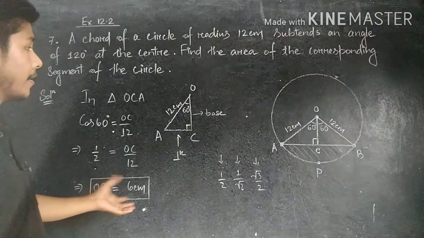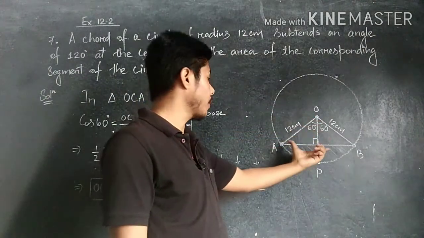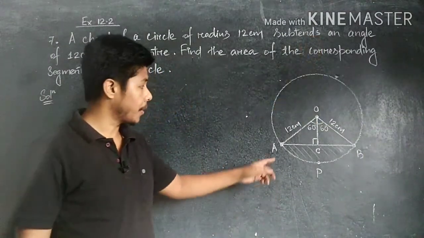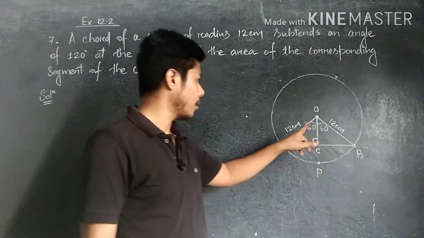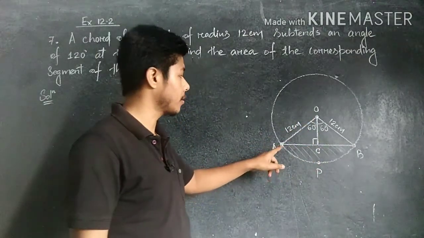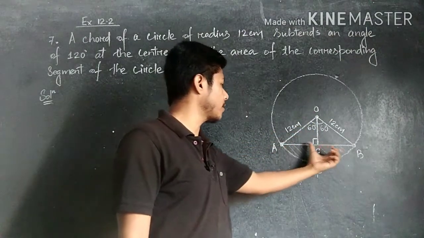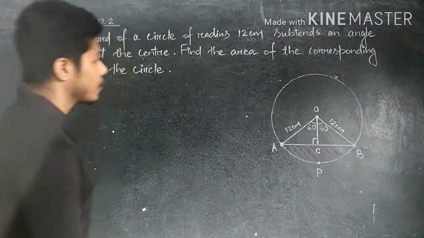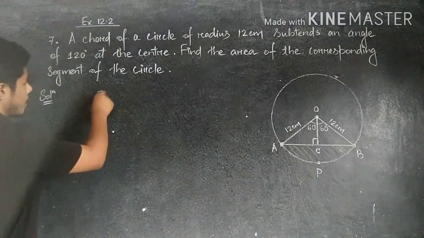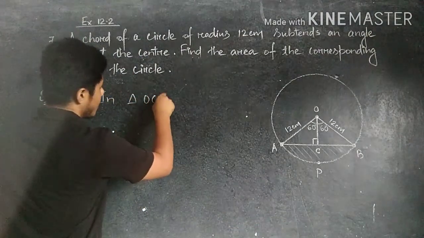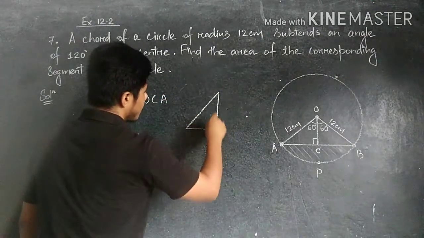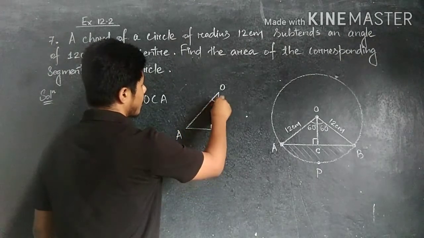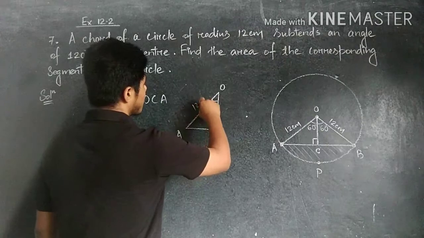So after getting the height, next what do we need? We need the base AB. Let's see how we can find this. In case of the base, again we consider this triangle OCA. Since OC is the height, AC and BC lengths are equal, so you can choose any one triangle. So if we consider the triangle OCA, this one is the 90 degree, and here this angle is 60 degree, and this one is 12 centimeter.